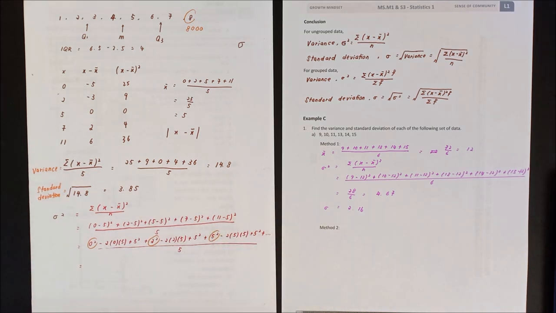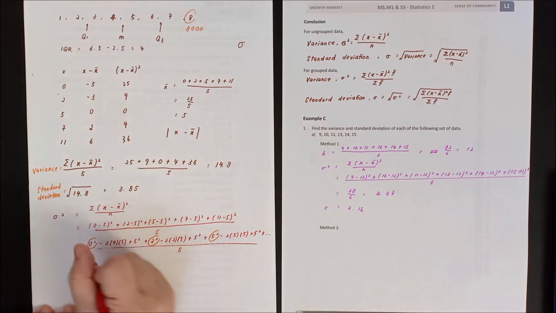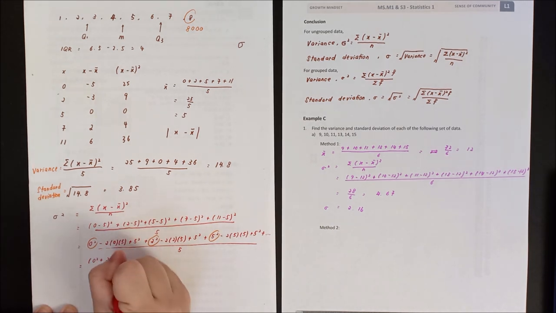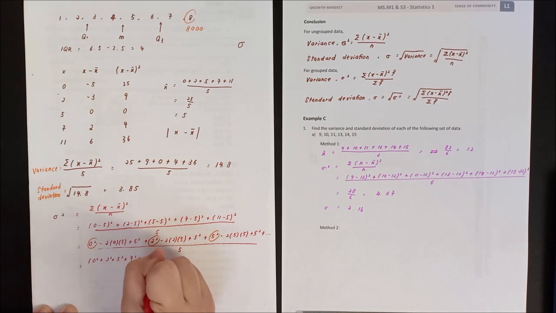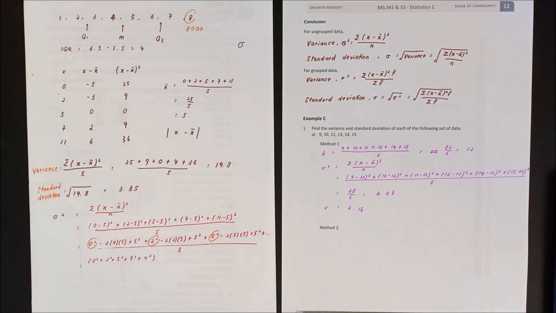If I continue to write, then it will be 7 square and 11 square, right? So I'm going to put them together in one bracket: 0 square, 2 square, 5 square, 7 square, 11 square. Okay, that's the first part. The second one, what do I have? I have this set.